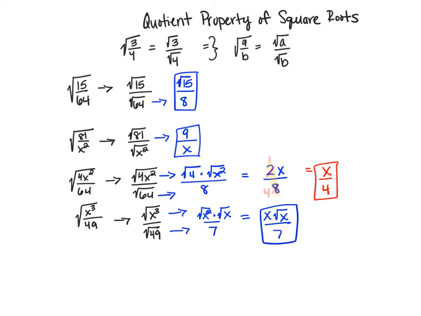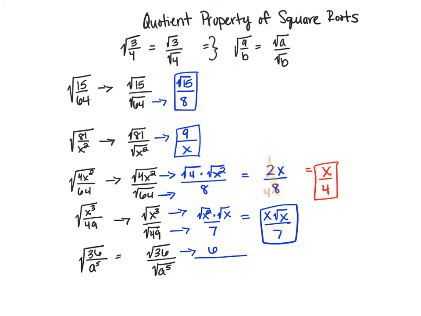Okay, let's try another one. So let's do 36 over a to the 5th. So that's the square root of 36 over the square root of a to the 5th. The square root of 36 is 6.